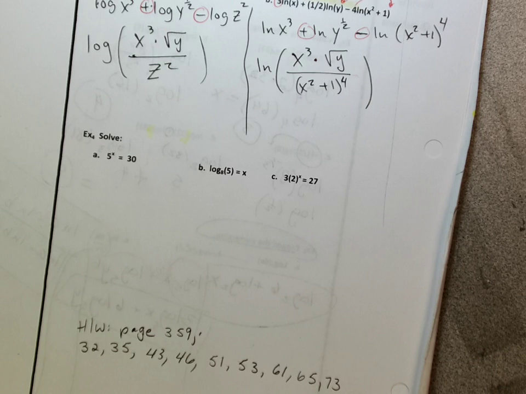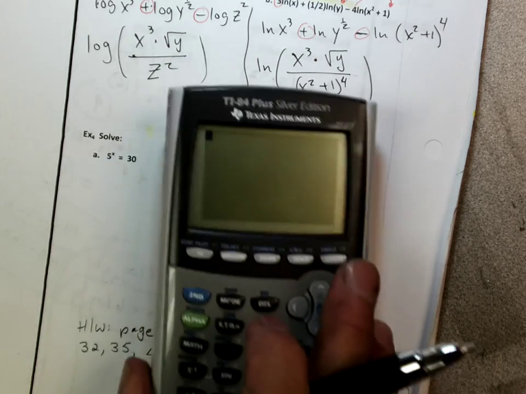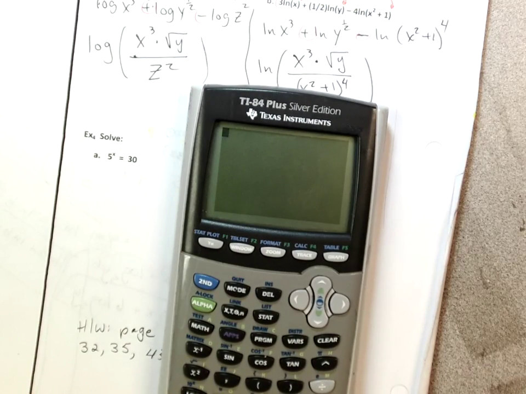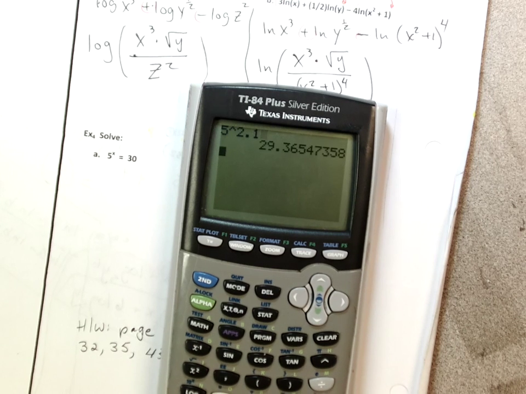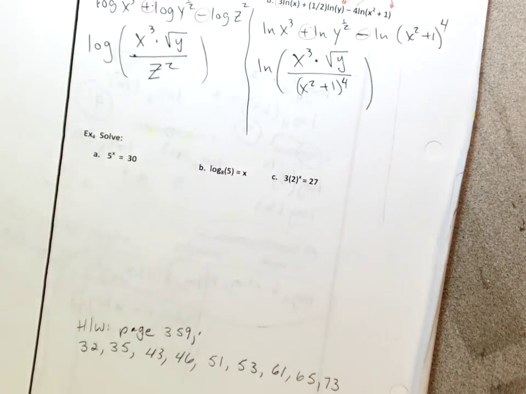Now, 2 ways to do this one. One is really a pain: 5 to the x equals 30. We can guess and check. 5 to the 2.1 power, pretty close, right? 5 to the 2.11 power, a little closer. But guess and check's a real pain.